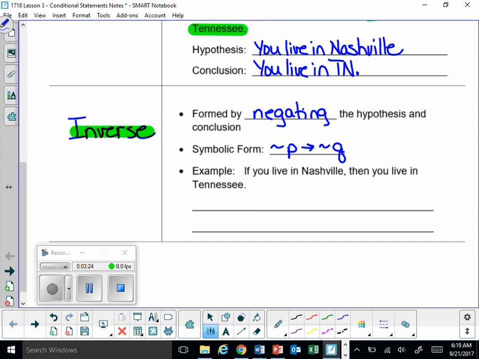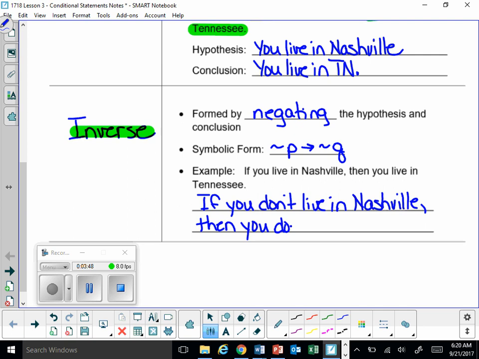So our example, our conditional is if you live in Nashville, then you live in Tennessee. I need to negate this. So if you don't live in Nashville, then you don't live in Tennessee.